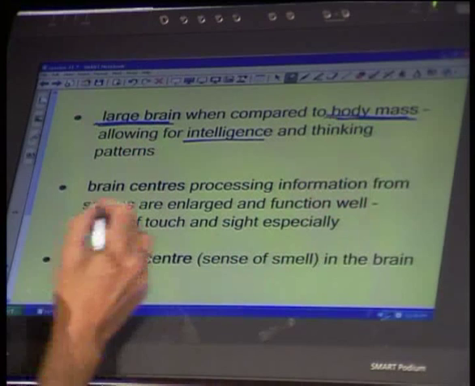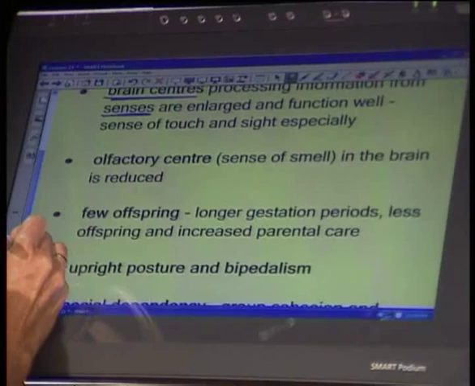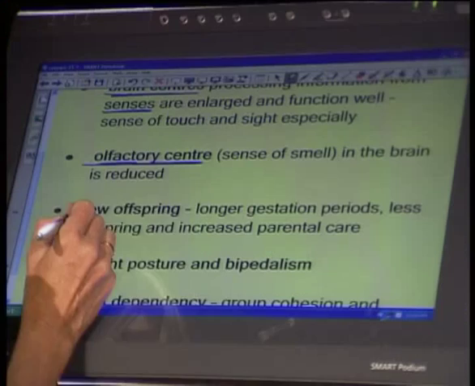We also have a brain center, which is able to process what we pick up with our senses. All right, sense of touch, sight especially. And if you look at your monkeys, the sense of smell is also very good. Olfactory center, which is what we're looking at here, is reduced. It's not as well orientated as, for example, in the dog families. For example, your cat families and your dog families. They smell very well. Okay, we have few offspring.